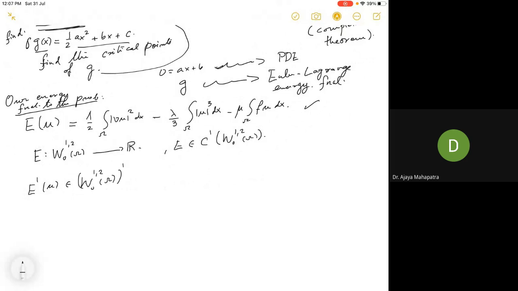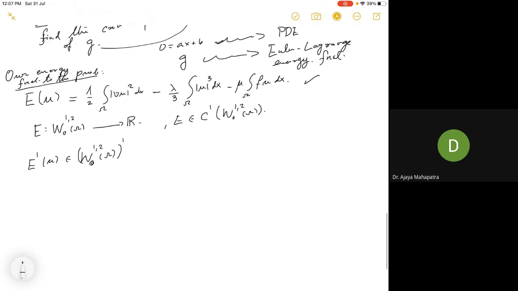The derivatives are always a member of the dual space. We don't realize it in multivariable calculus because in a finite dimensional space the dual is itself. But the difference comes when we are in an infinite dimensional space. All right, so this is what we have.